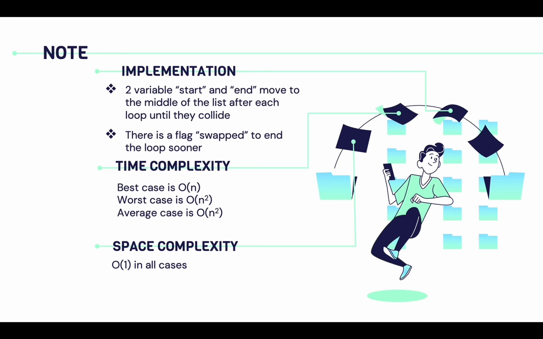Talking about the time complexity, the best case of the algorithm is O(n). The worst case is O(n squared), and similar to the average case, it is O(n squared). Although it has the same time complexity as bubble sort, in general, it has slightly better performance. Why? Let's take an example.